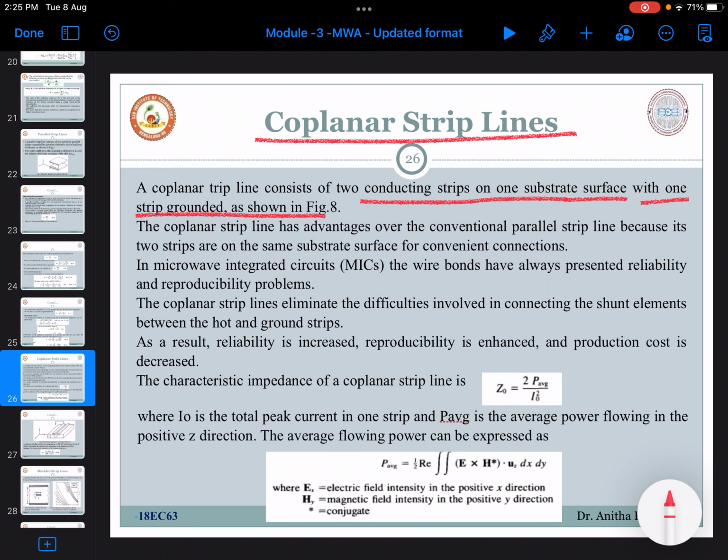That is the shunting elements between the hot and ground strips. So reliability can be increased, reproducibility is enhanced, and the production cost will be decreased. As we know, the major parameter we will look into in all the strip lines is the characteristic impedance.